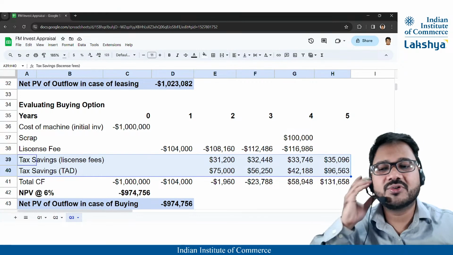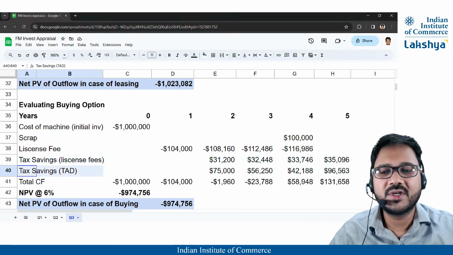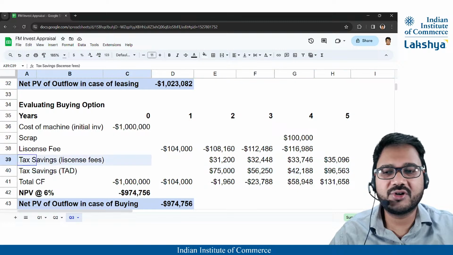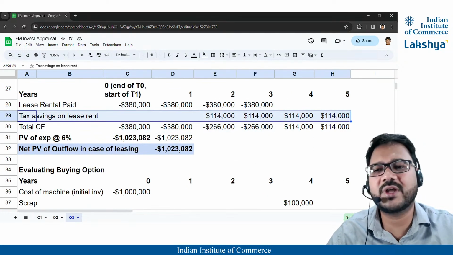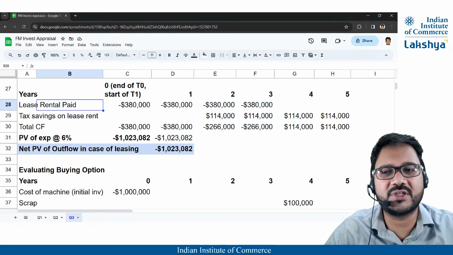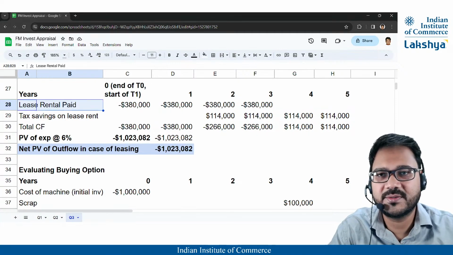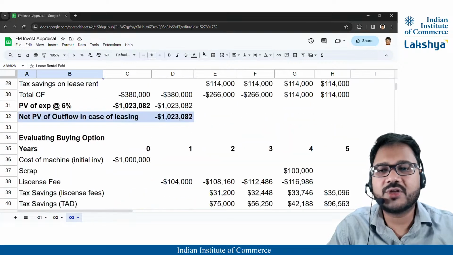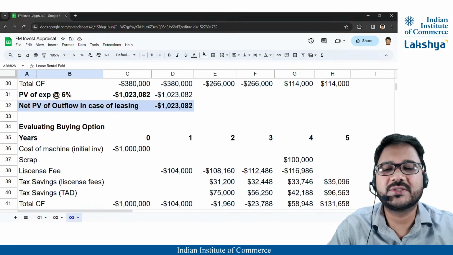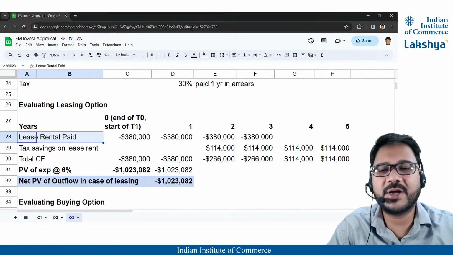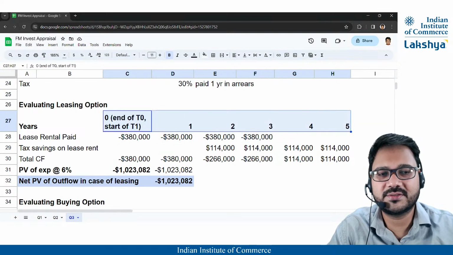Many times students will, out of habit, just do this and ignore this. Though they may have taken tax savings over here, or sometimes they would have forgotten taking tax savings over here only. They'll just say, oh, lease is paid. But you would know that tax savings is there if you have practiced any question from leasing versus buying. The tricky part over here is only the year part.